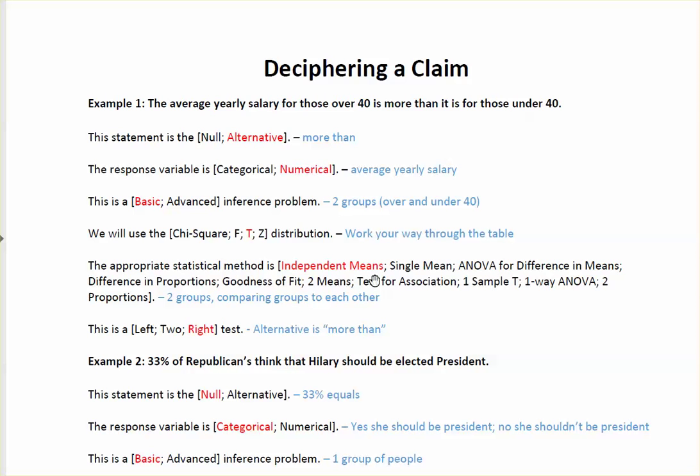And then, is this a left, right, or two tail? Two tail just means both sides or both tails. So that's what two is. Left or right: it is right tail, because we've got "more than" as the alternative, and more than is a right tail test.